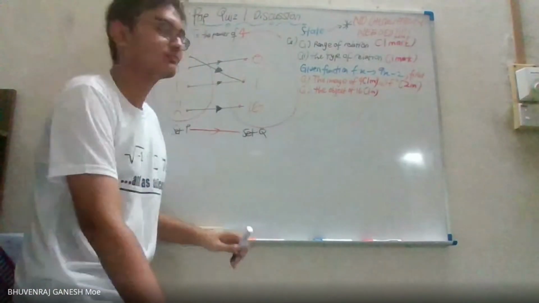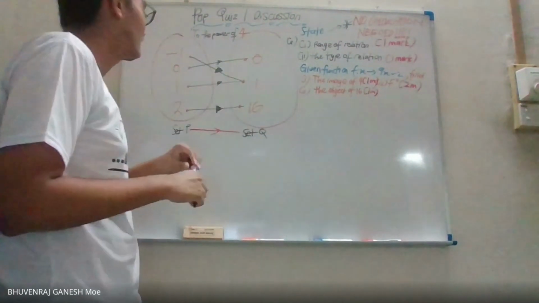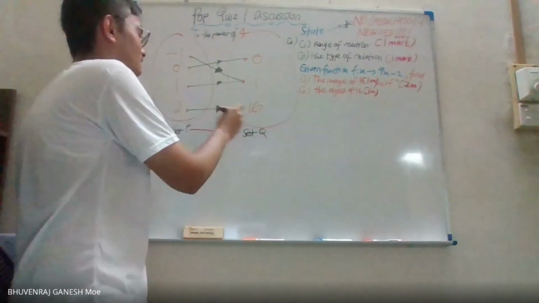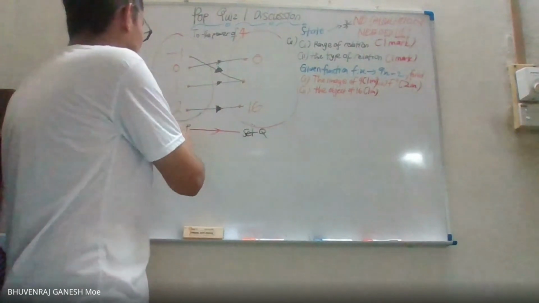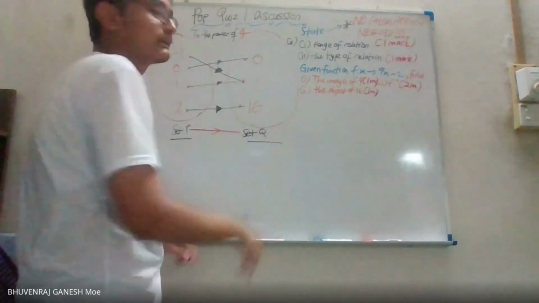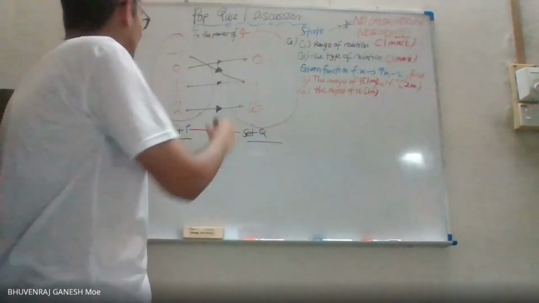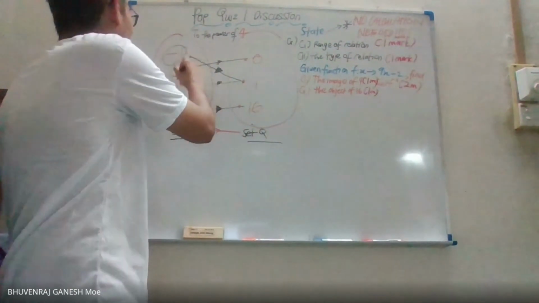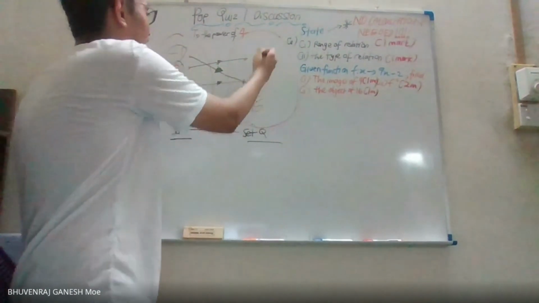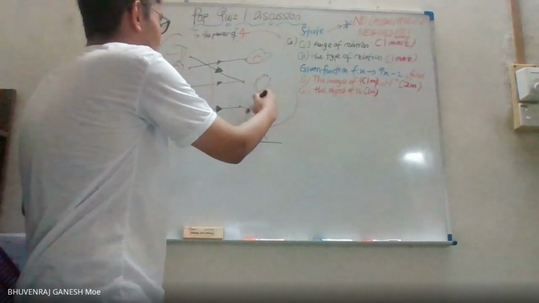So this is the pop quiz, the first pop quiz I gave you on functions. If you see here, there are two sets, two circles. So this is what you call a set. They gave in the question set P and set Q. The elements they gave you are -1, 0, 1, 2, and on the right hand side, 0, 1, 6, 116.